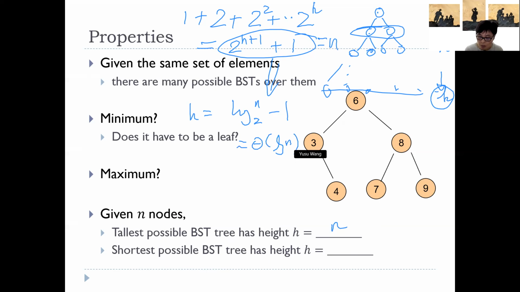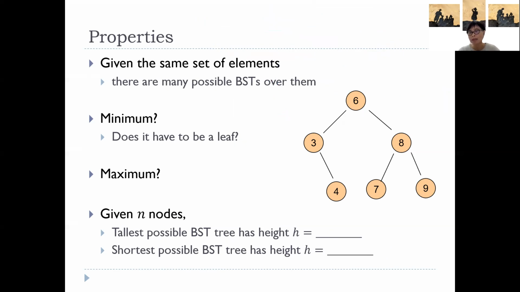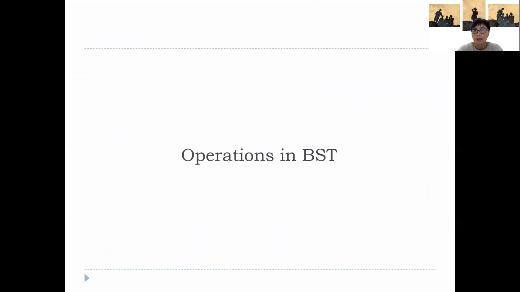So the highest possible height of the tree is n, the linear height. The lowest one is asymptotically log n. This is good to remember because for a binary search tree, that means there's a range of its height. We cannot go above n. We cannot go below asymptotically log n.